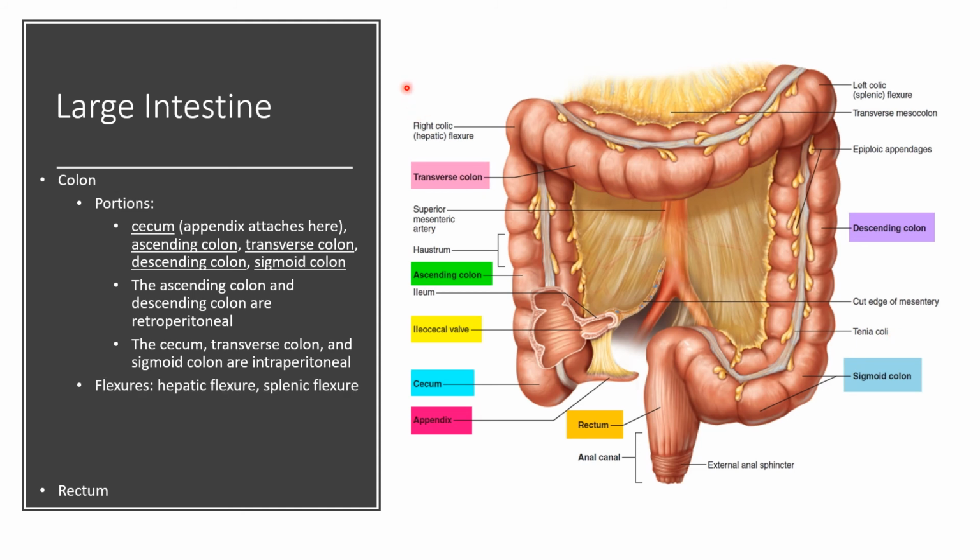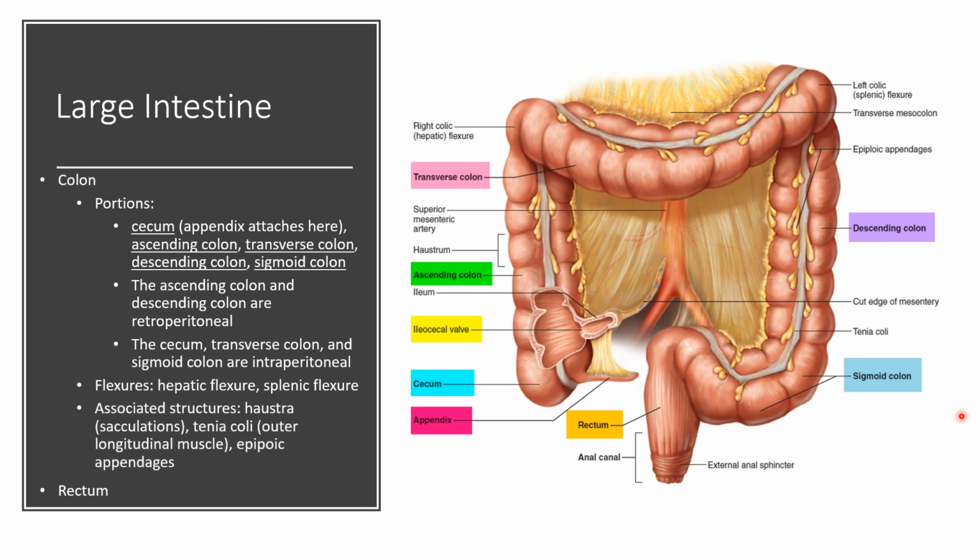And note the flexures. You have the hepatic flexure, which is named the hepatic flexure because of its location. It's also known as the right colic flexure. You have the splenic flexure, which is the left colic flexure. It's called splenic because it's where the spleen would be located.